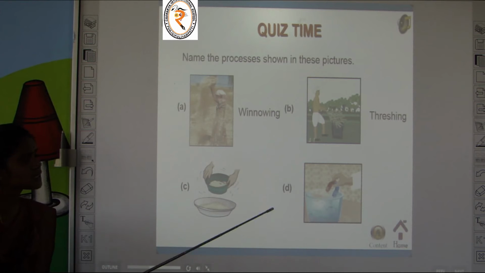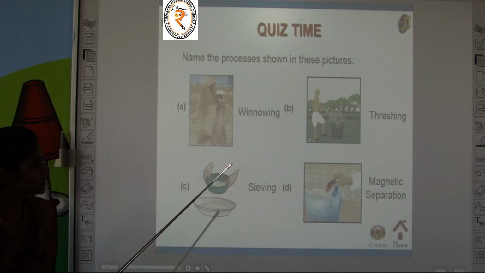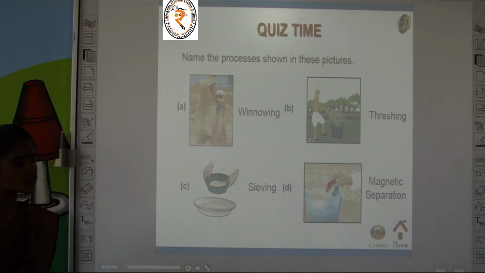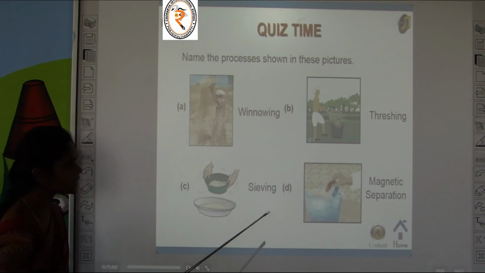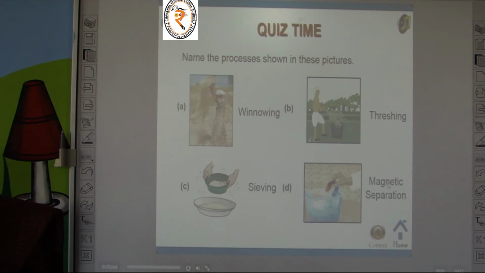So winnowing is the process to separate the mixture. And the third one is sieving and the fourth one is magnetic separation. So these methods are useful to separate solid from solid mixtures. What are the methods? Winnowing, threshing, sieving and magnetic separation. Okay. The next one.